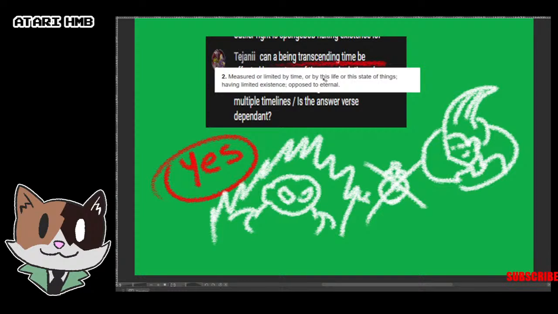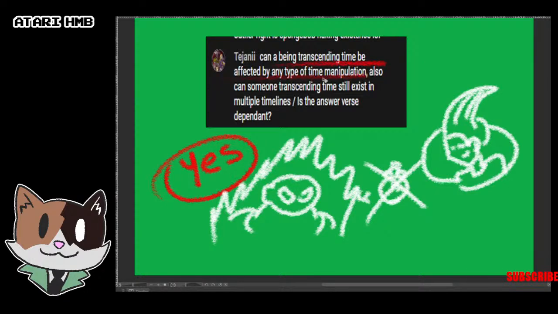Latin, measured or limited by time or by this life or this state of things, having limited existence, opposed to eternal. Temporality is not eternal, as eternal is outside of time, with no beginning or end. It can be notated as infinite, or it could be notated as beyond space-time. This is why, when they say you'll live for an eternity, they mean you'll live not bounded by time, with no beginning or end, is what they mean.